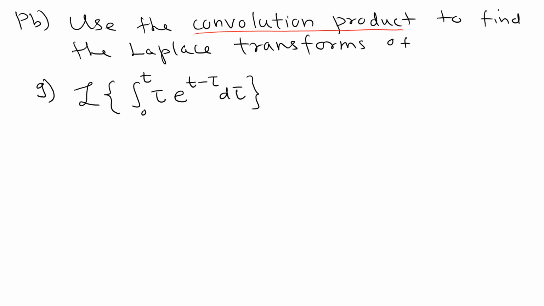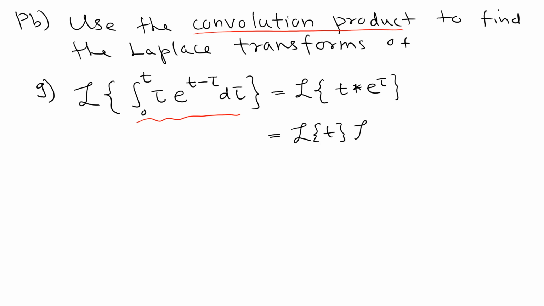If you look at the definition, you can clearly see that what you're trying to do here is find the Laplace transform of a convolution product between t and e to the t, by the definition. So the convolution property says that this is simply equal to the product of the Laplace transforms. That means the Laplace transform of the first function times the Laplace transform of the second function. So you separately find them and multiply them.